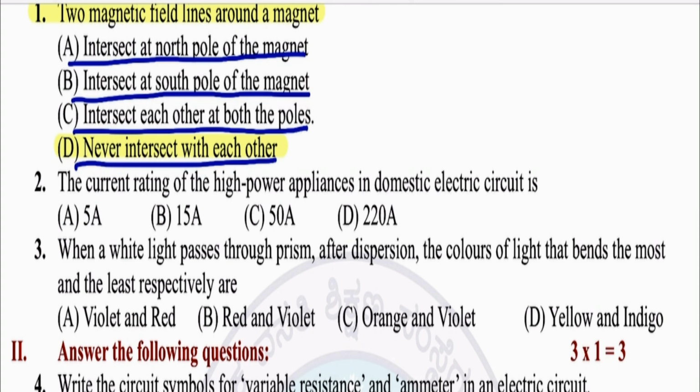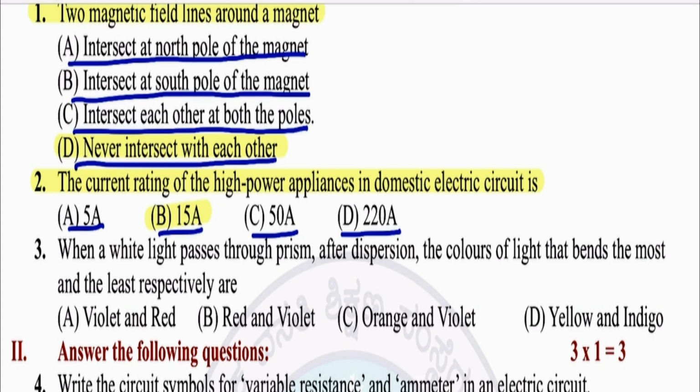Question number 2. The current rating of the high power appliances in domestic electric circuit is option A 5 ampere, option B 15 ampere, option C 50 ampere, and option D 220 ampere. Correct answer is option B, 15 ampere. Let's go to third question.